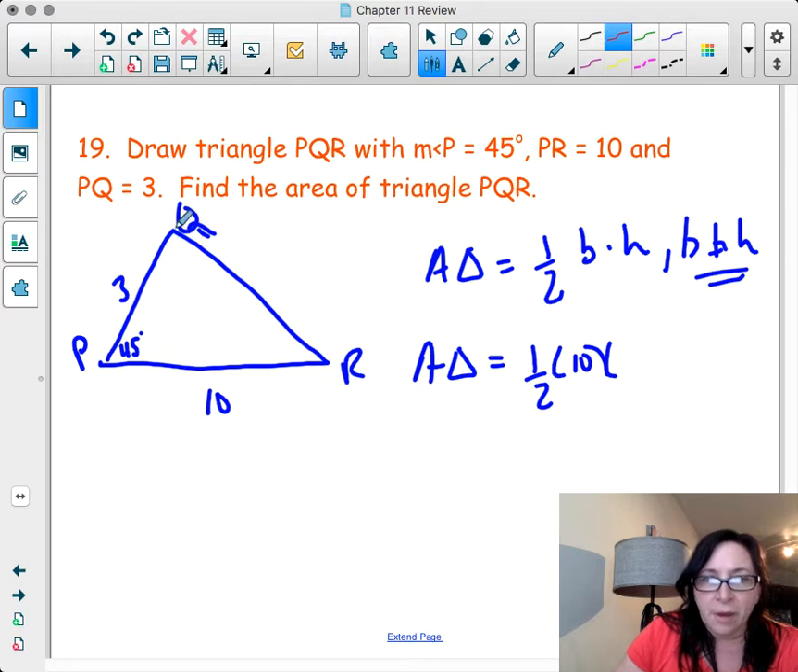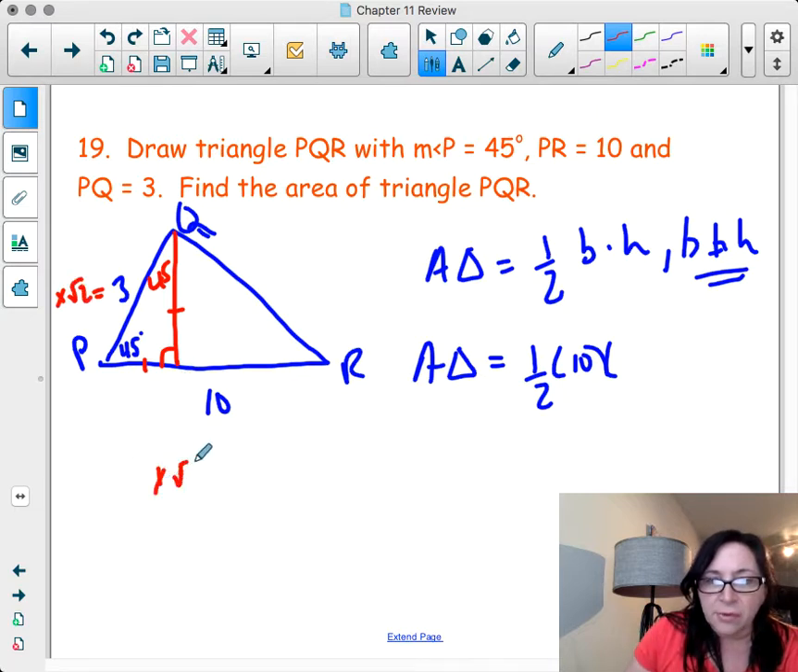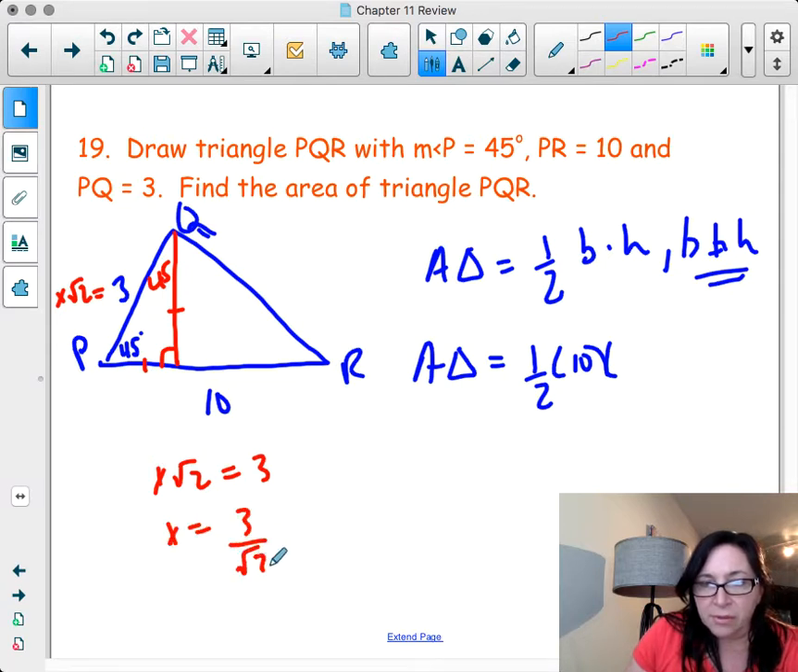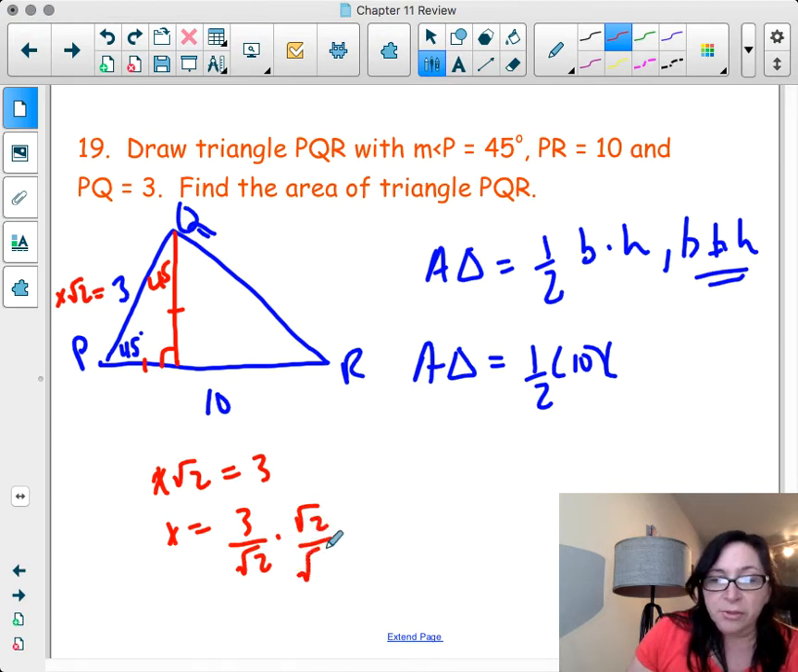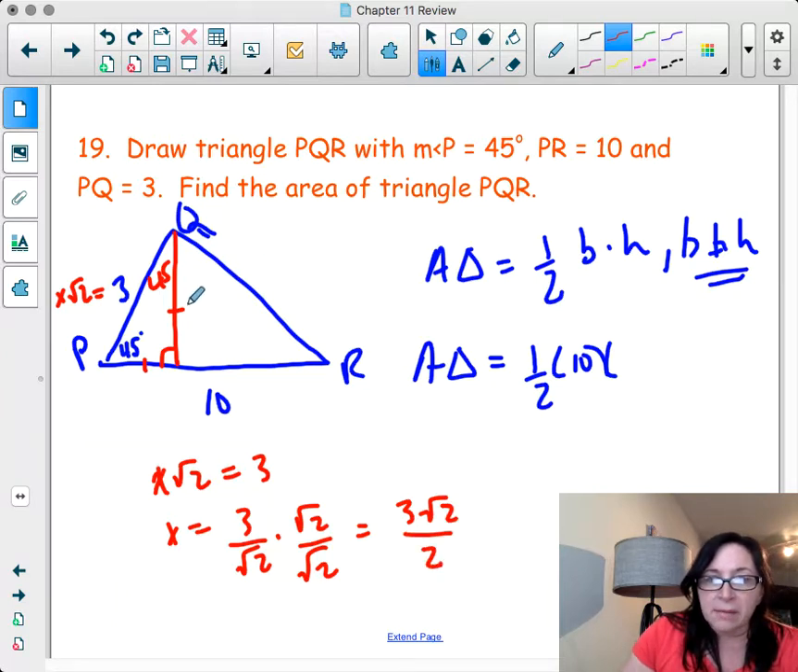So I'm going to draw in my height. And the neat thing is if that's 45, that's also 45. So x root 2. So basically, x root 2 is equal to 3. X equals 3 divided by root 2, which of course will never leave a root on the denominator, multiplied by root 2 over root 2, which is 1. We have 3 root 2 over 2. So it looks like my height is 3 root 2 over 2.